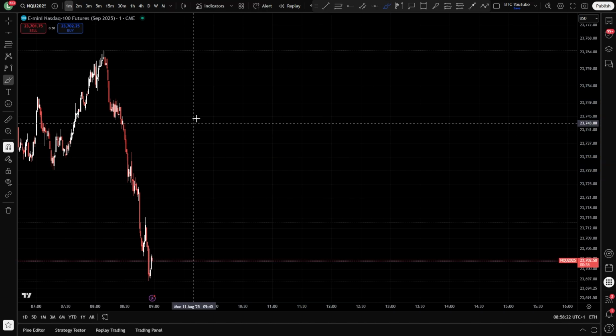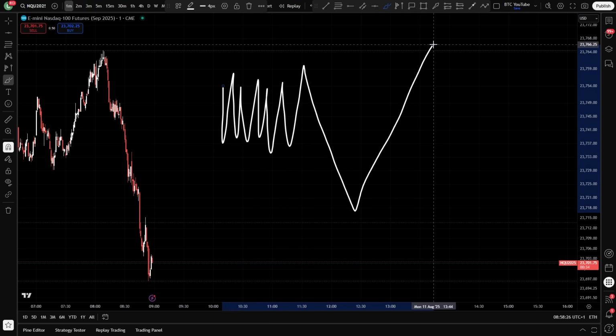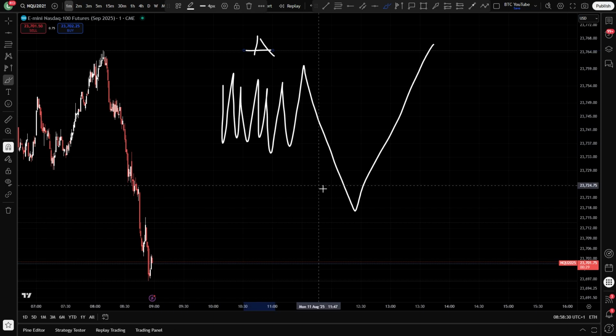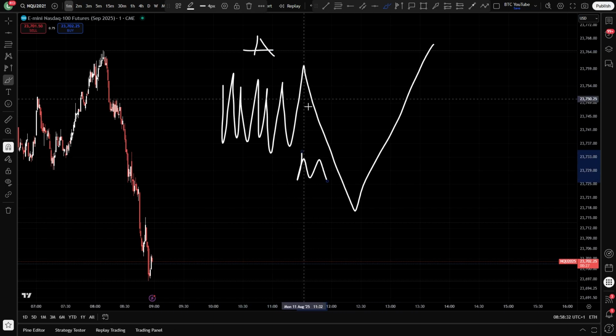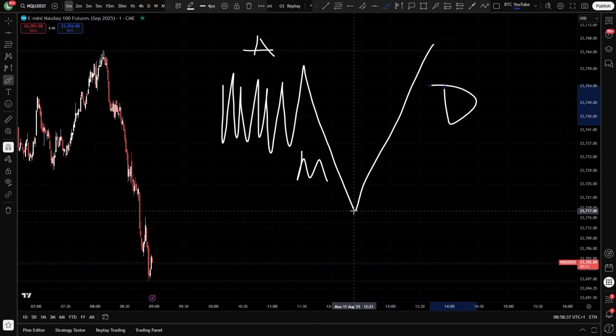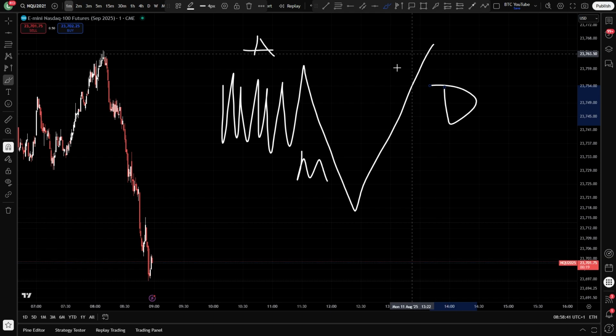So basically, the strategy is very simple. It's accumulation, manipulation, distribution. Accumulation when the market's going sideways like this. Manipulation, where you come down and sweep a level of liquidity. And then distribution, where once your liquidity is swept, you're looking to get back in as the price goes back in the original direction like this, and usually continues to the upside as we are near all-time highs for NQ.